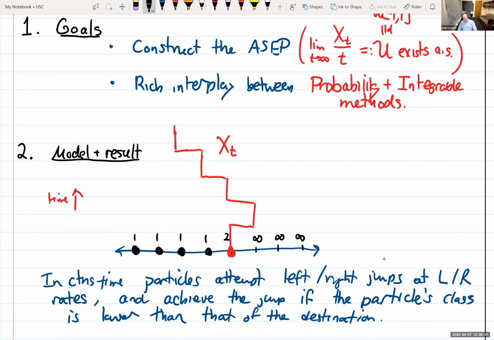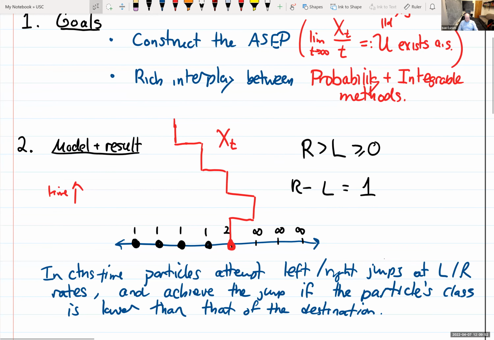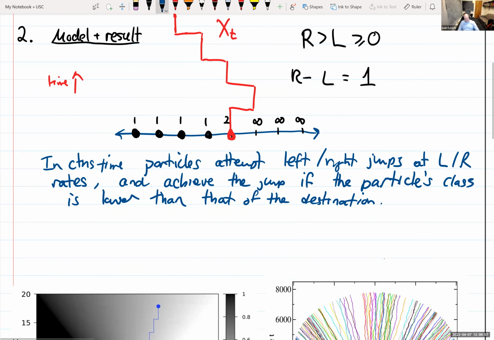For normalization, I'll assume that the right jump rate exceeds the left one. This means that the particles will tend to move away from the bulk that they start in, and the difference between R and L I'll normalize to be 1. So this will keep a constant asymmetry, but I'll possibly have different speeds. With that, I can tell you the main theorem, and then I'll give you a picture.